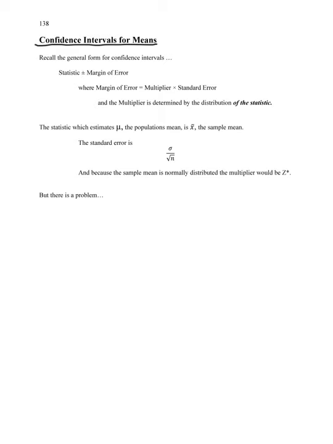So our statistic that estimates mu, the population mean, is x bar, the sample mean. So we would put that in for our statistic. The standard error is sigma over the square root of n, so we could put that in. And because the sample mean is normally distributed, the multiplier would be z star. But there's a problem.